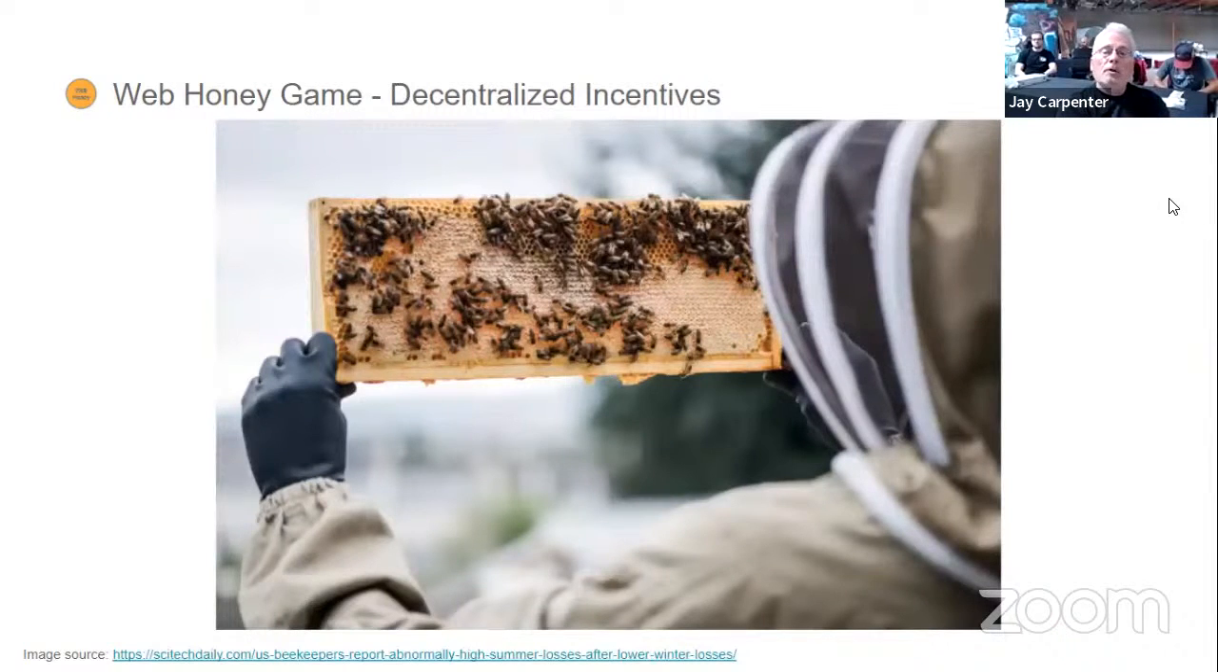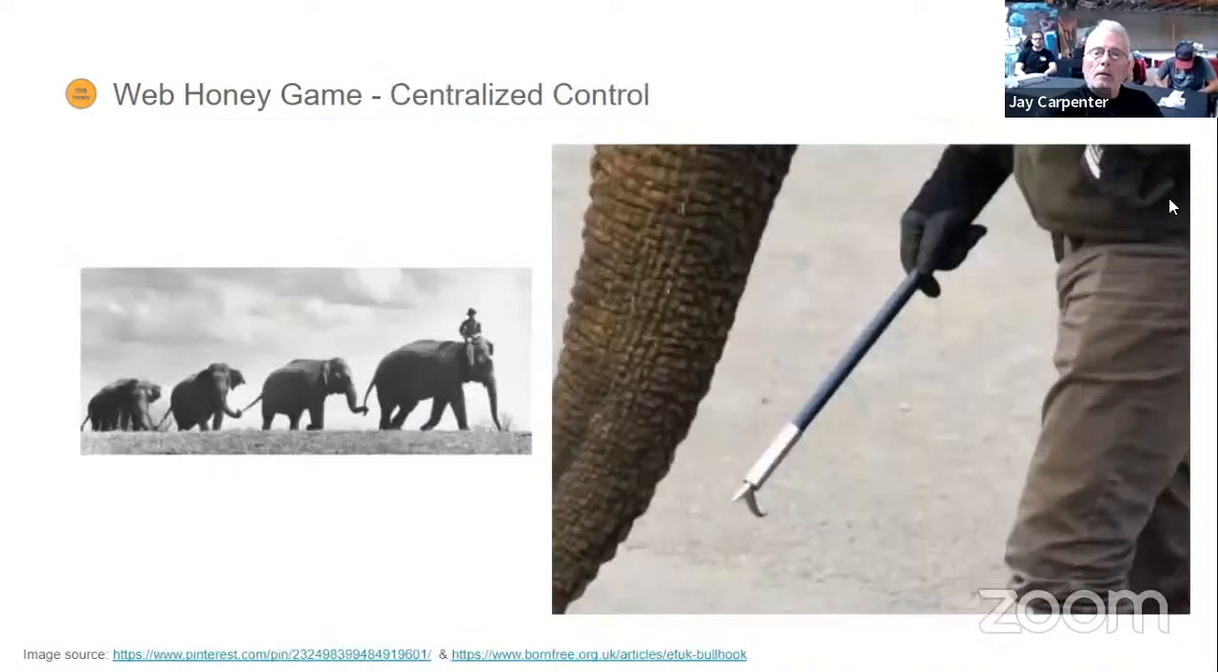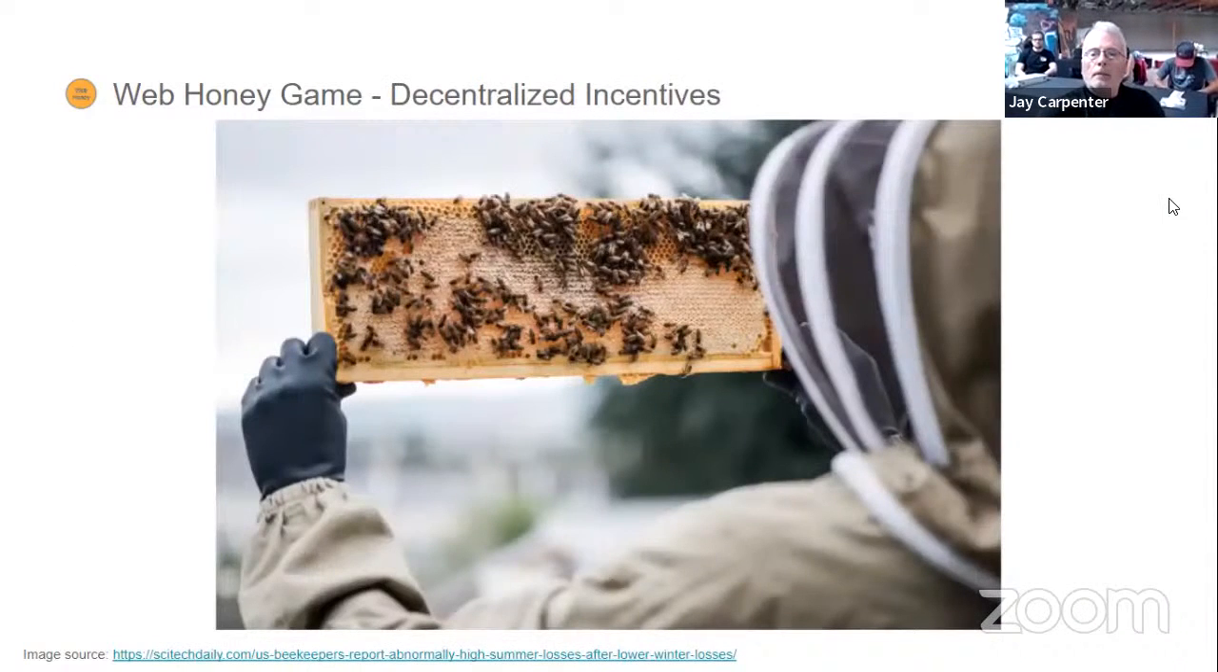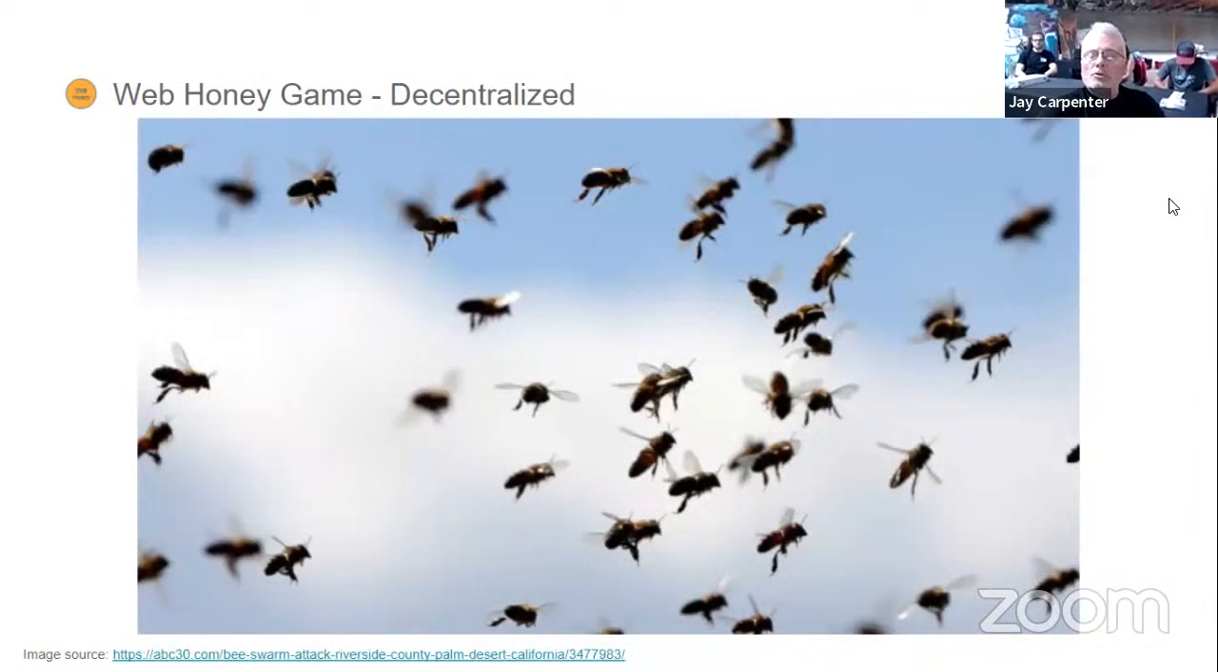And if you can imagine, and maybe I'll show this in a moment, if you can imagine trying to apply this stick, the legacy construct for regulation and so forth, to the bees, which are in a swarm, you can see how it would not work. And that is the crux of what we're talking about here.